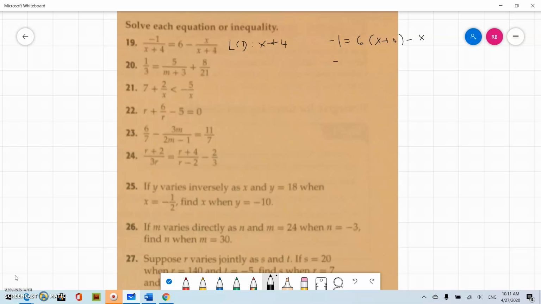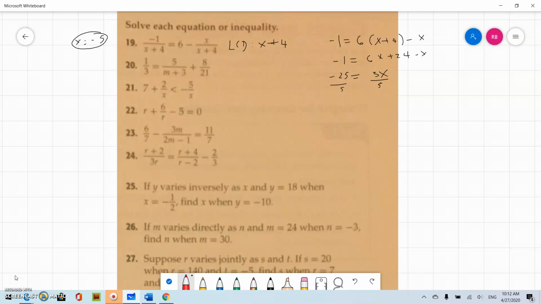Okay, and then we distribute the 6. And then I'm going to combine the x's here, subtract 24, and then divide by 5. So x is negative 5. Remember, you need to check the solution. So when I check, it is actually correct. So the answer is negative 5.